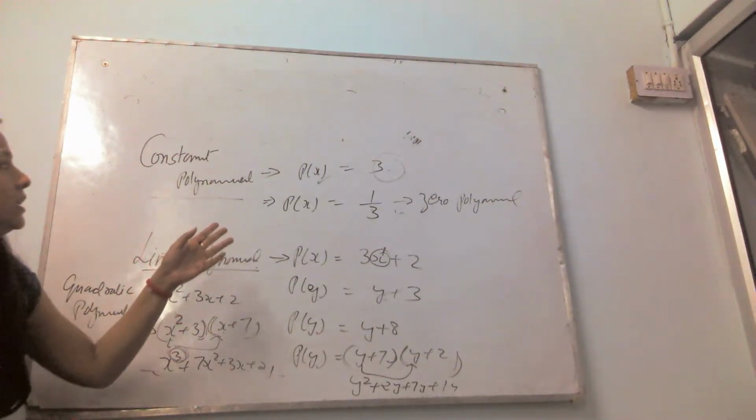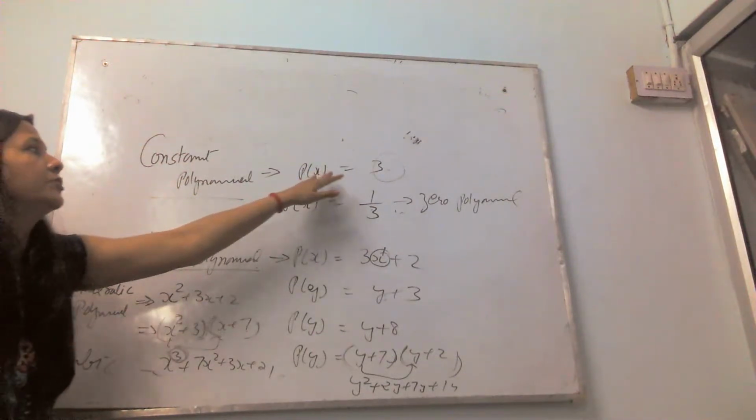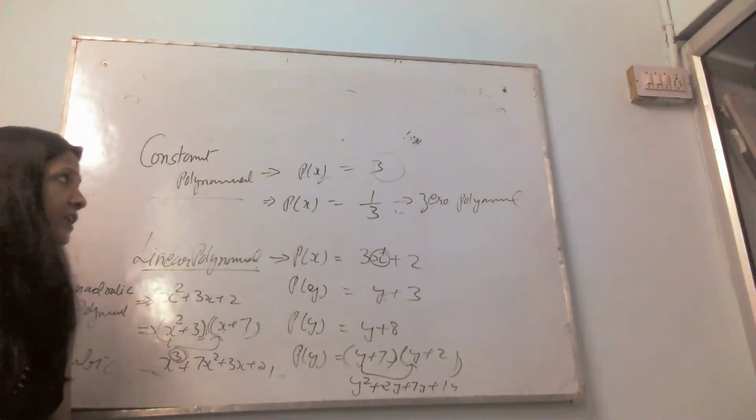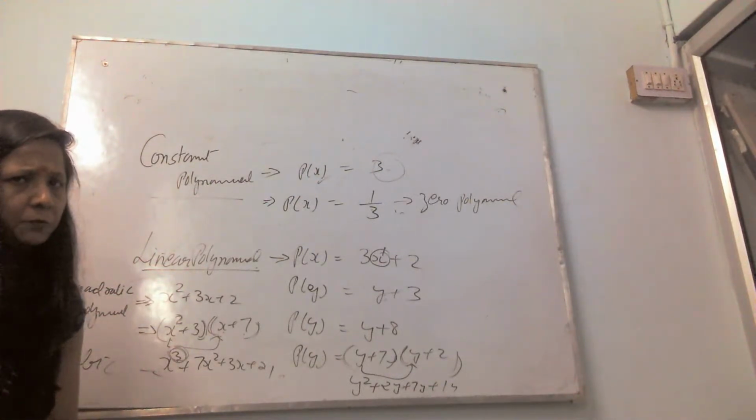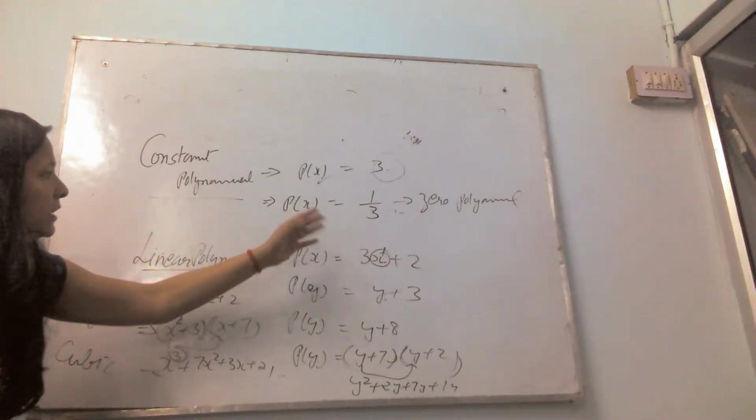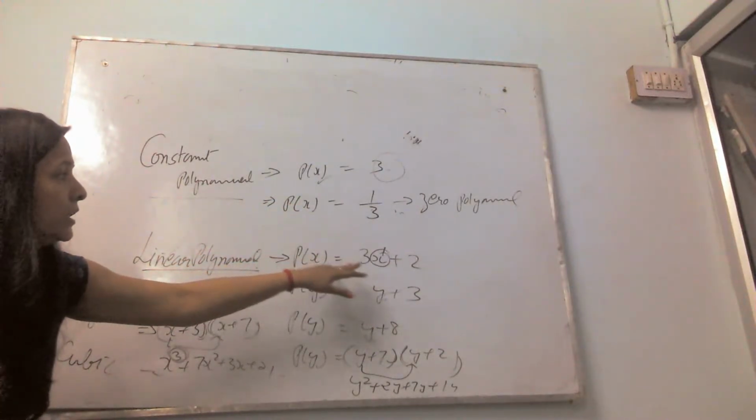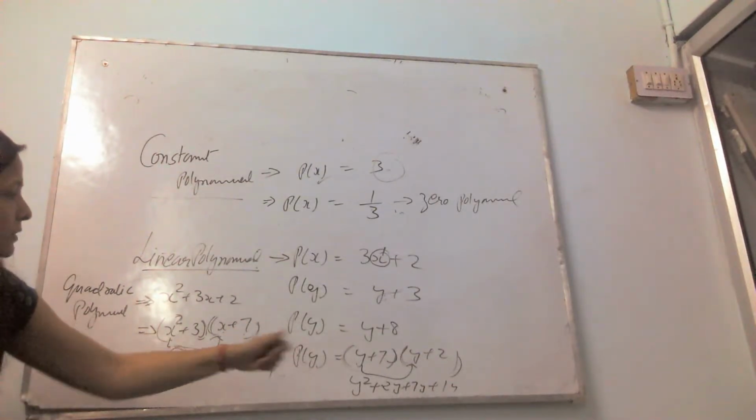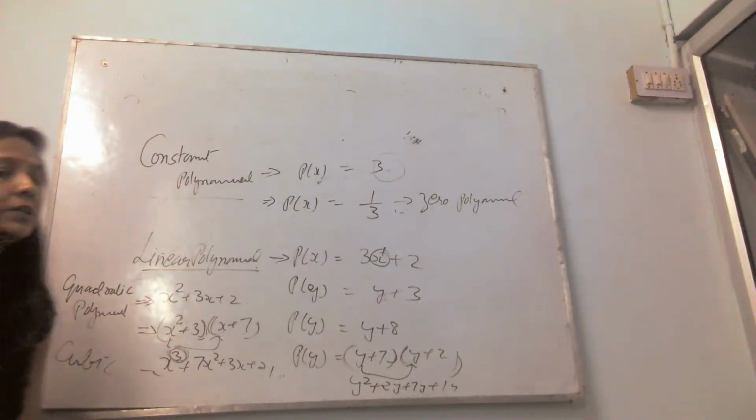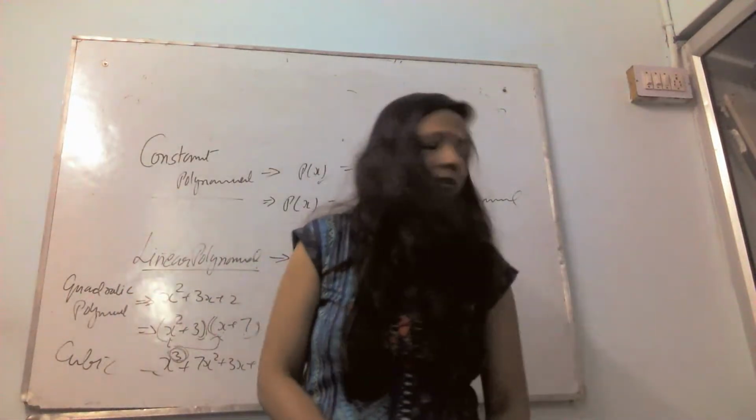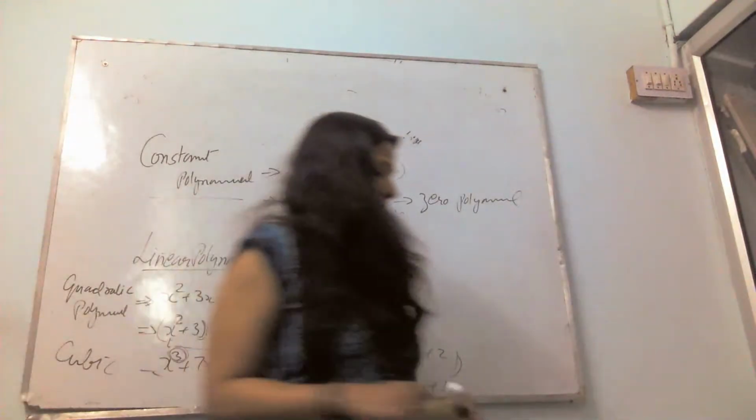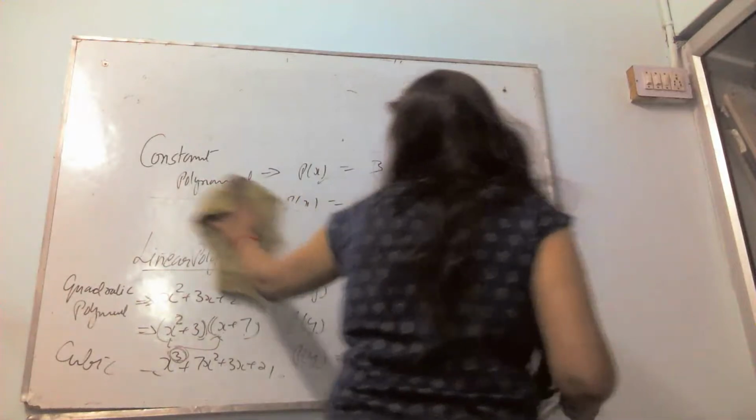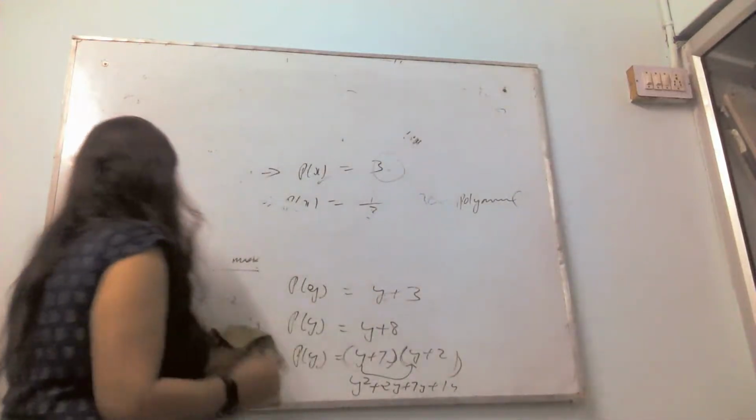Now we understand it. What is a constant polynomial? Constant polynomial means there is no variable. That means the variable power is 0. A linear polynomial has maximum power 1. A quadratic polynomial has maximum power 2. A cubic polynomial has maximum power 3. That is called the types of polynomial.